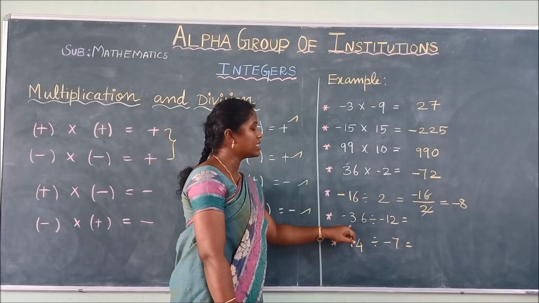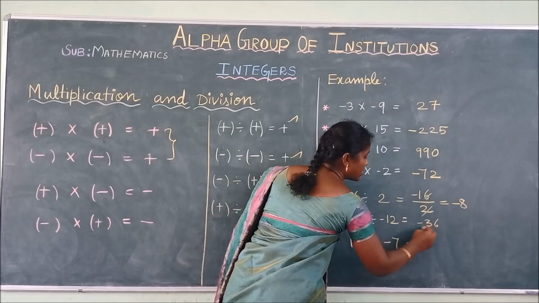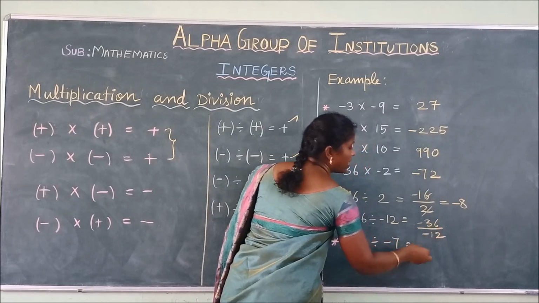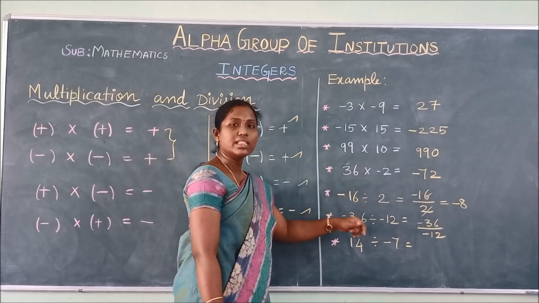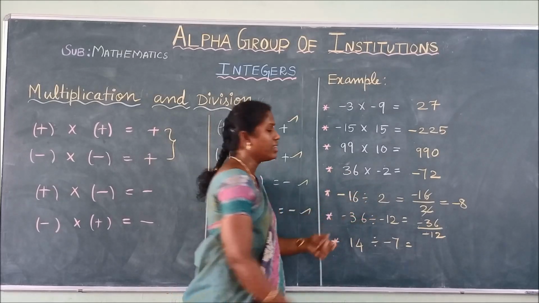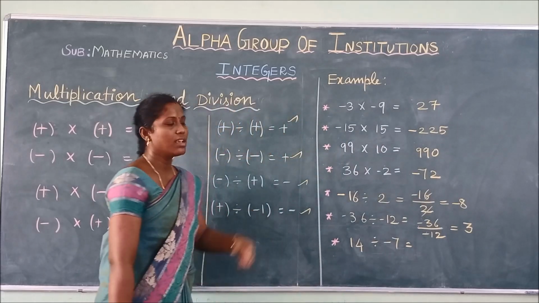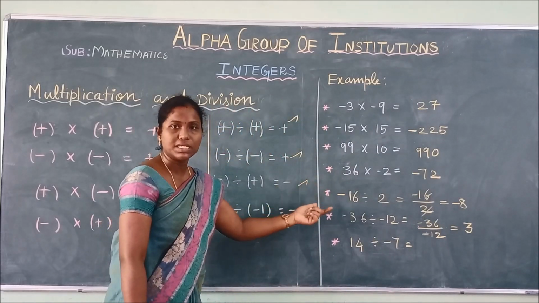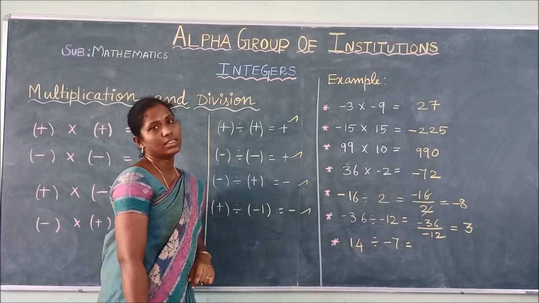Next, minus 36 divided by minus 12. Here the minus and minus actually get cancelled. If you are dividing numbers with the same sign, the answer is always positive. 12 into 3 is 36. Dividing with the same sign, the answer is always positive. So the answer is equal to 3.